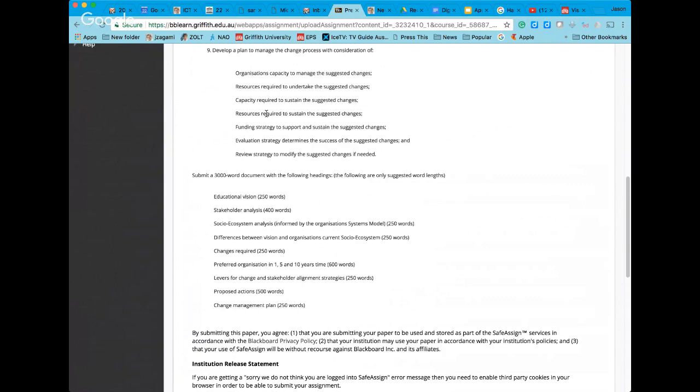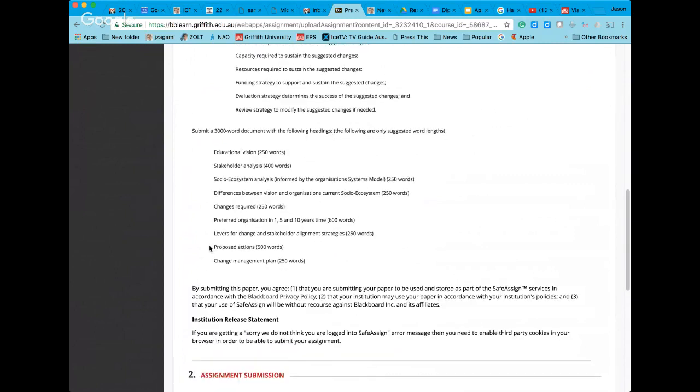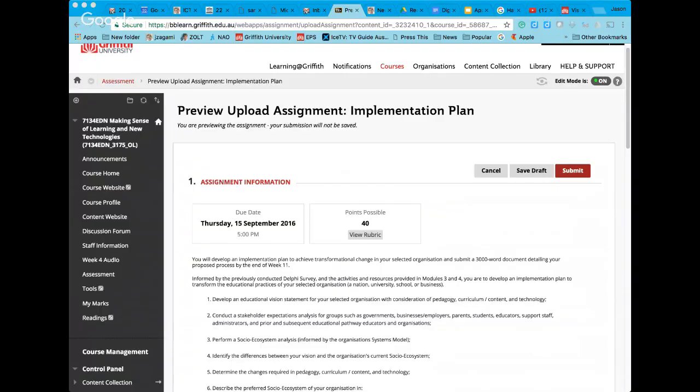But the main bulk of the assignment at the end will be your proposed set of actions of how you're going to achieve your vision and some processes around managing that process, managing that change. But again, we'll be discussing that in more detail in future weeks. Okay, any other questions, Sarah?